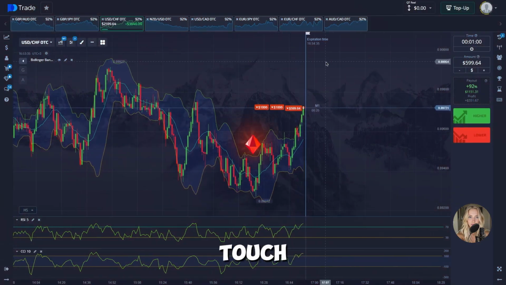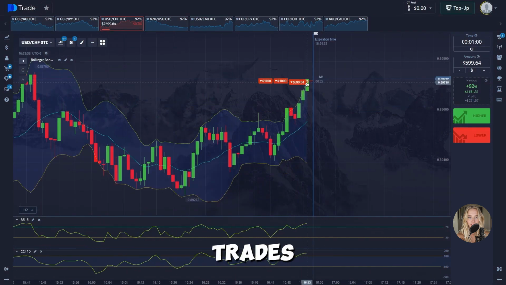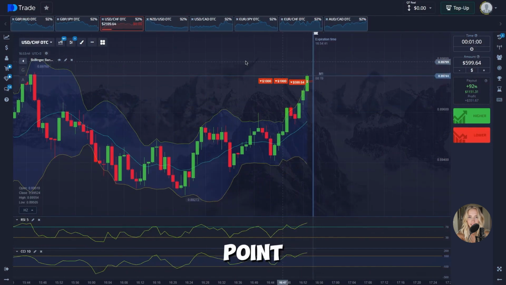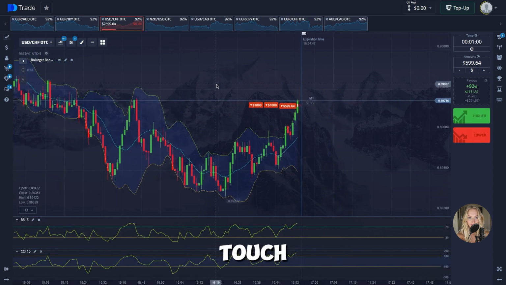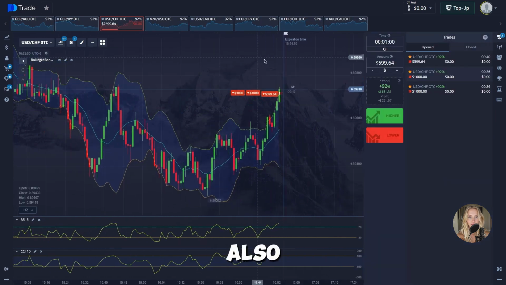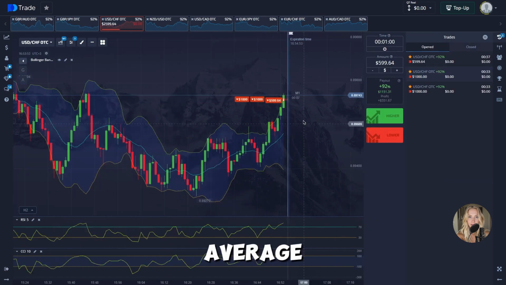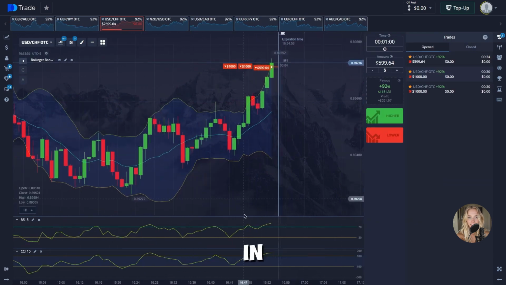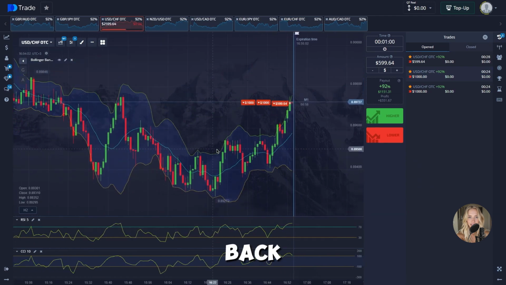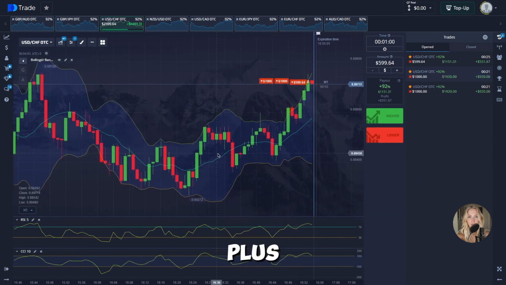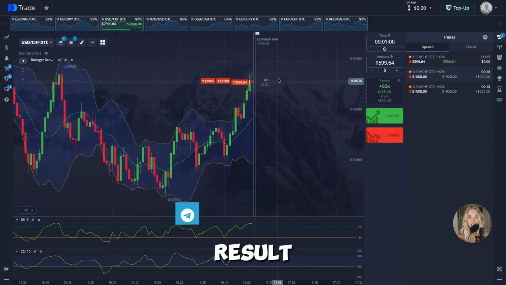We have a good touch point here, despite the fact that the trades are not open at exactly 1 point. Yes, then I think we should still have an exit. We are forming a touch of the resistance area, also touching the upper moving average. Also, all our oscillators are in the overbought area. Therefore, here we should have a price pullback, and the deals should close in a plus. Let's watch the result.